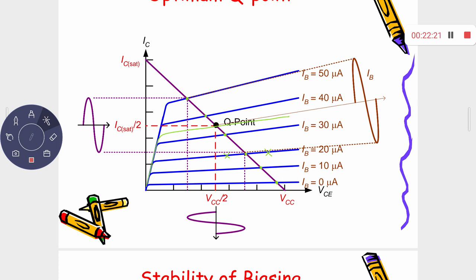If it is placed at 40, then you cannot have plus 15. You have max plus 10. Because if you make any attempt to go plus 15, from 50 to 55, the device enters into saturation. And when in saturation, you don't have IC equal to beta IB, that expression. That expression is responsible for having a linear amplification.